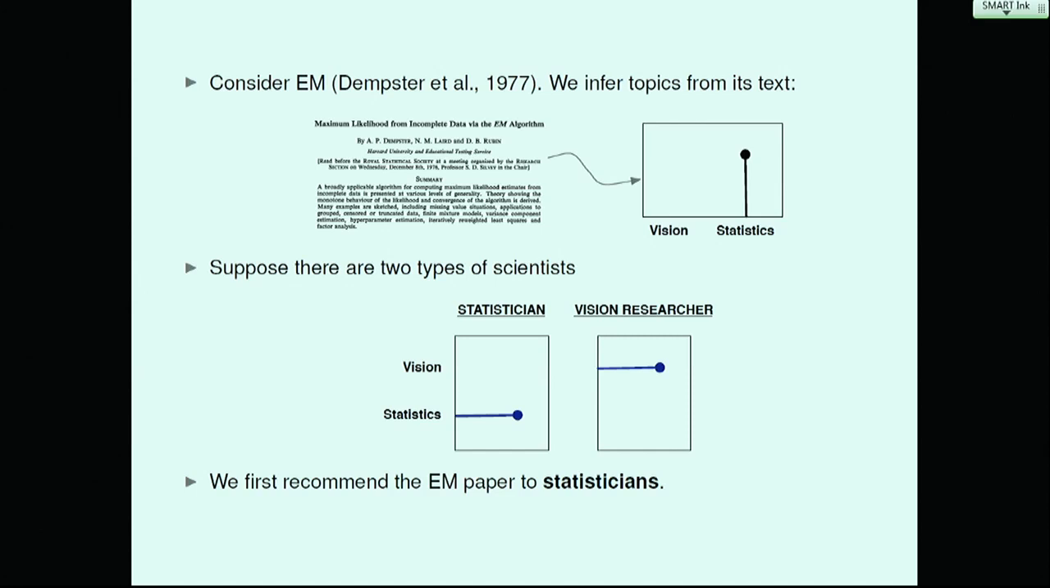We're going to look at that EM paper, and we're going to say, okay, it's 1977. I don't know anything about EM. It's about statistics. I looked at the words, and I see this is about statistics. There's two things in the world, so there's only two types of people, too: statisticians and vision researchers. Statisticians are interested in statistics, vision researchers are interested in vision. It's 1977, you would recommend the EM paper to the statisticians. Here's a paper, it's about statistics. Hey statisticians, go read this paper.